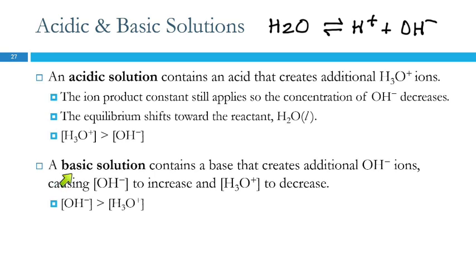In the basic solution, we've got extra hydroxide ions. More hydroxide ions also causes it to shift, causes a lowering in the hydrogen ion concentration. So in an acidic solution, the hydrogen ion or hydronium ion concentration is higher than hydroxide, and in a basic solution, it's the opposite.